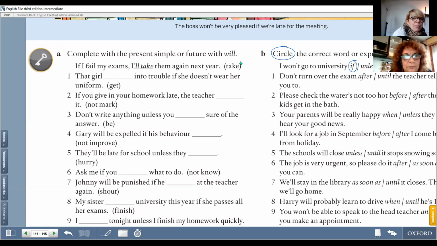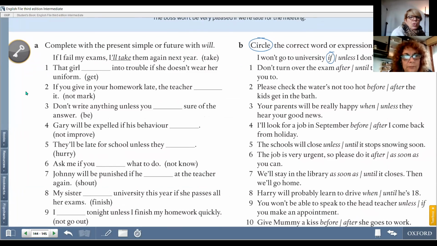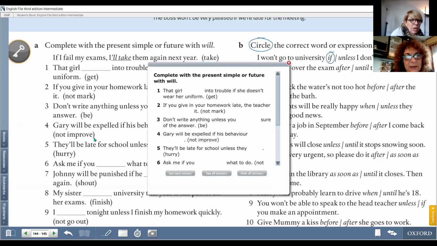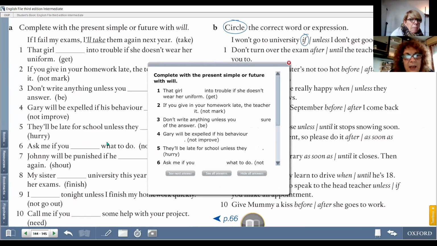Okay, complete with the present simple or future will. Let's do the usual tournament. So it's Anna starting. That girl get into trouble if she... Gets. Will get. I will get. That girl will get into trouble if she doesn't wear the uniform.